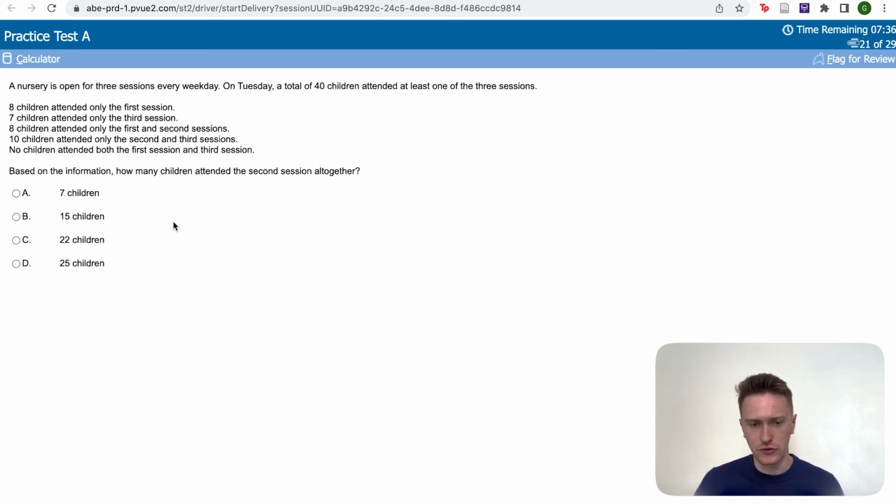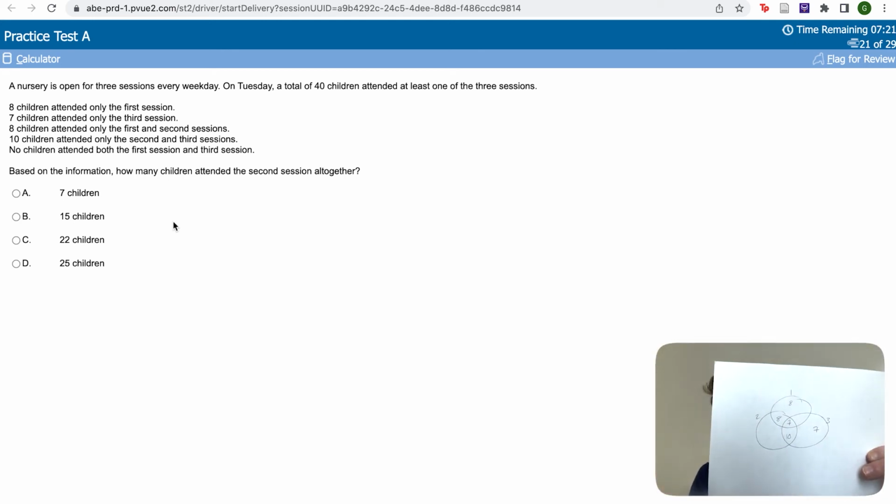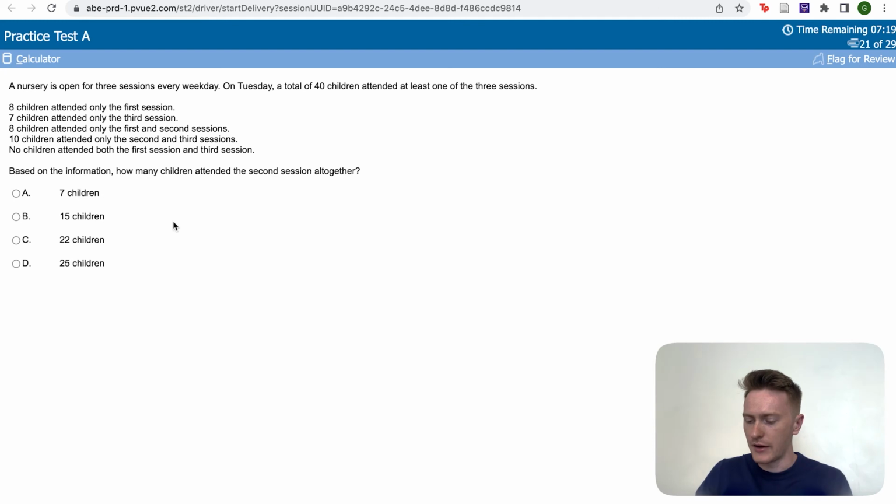So how many children are essentially missing from this diagram? Well, 18 plus 8 is 26, plus 7 is 33. We're missing 7, so 7 children must have attended the first, second, and third. Essentially, our Venn diagram looks a little bit like this. So now we can add up all of those in the second circle, and we end up with 8 plus 7 plus 10, that's 25 children.